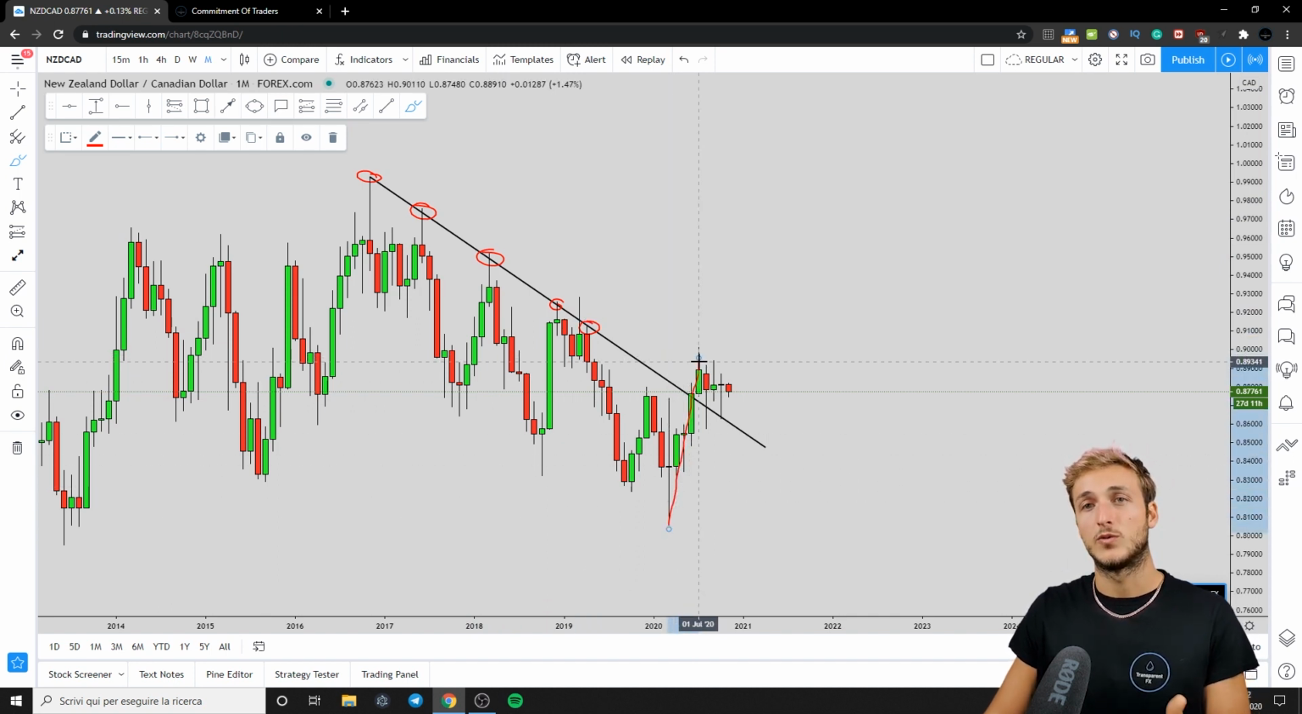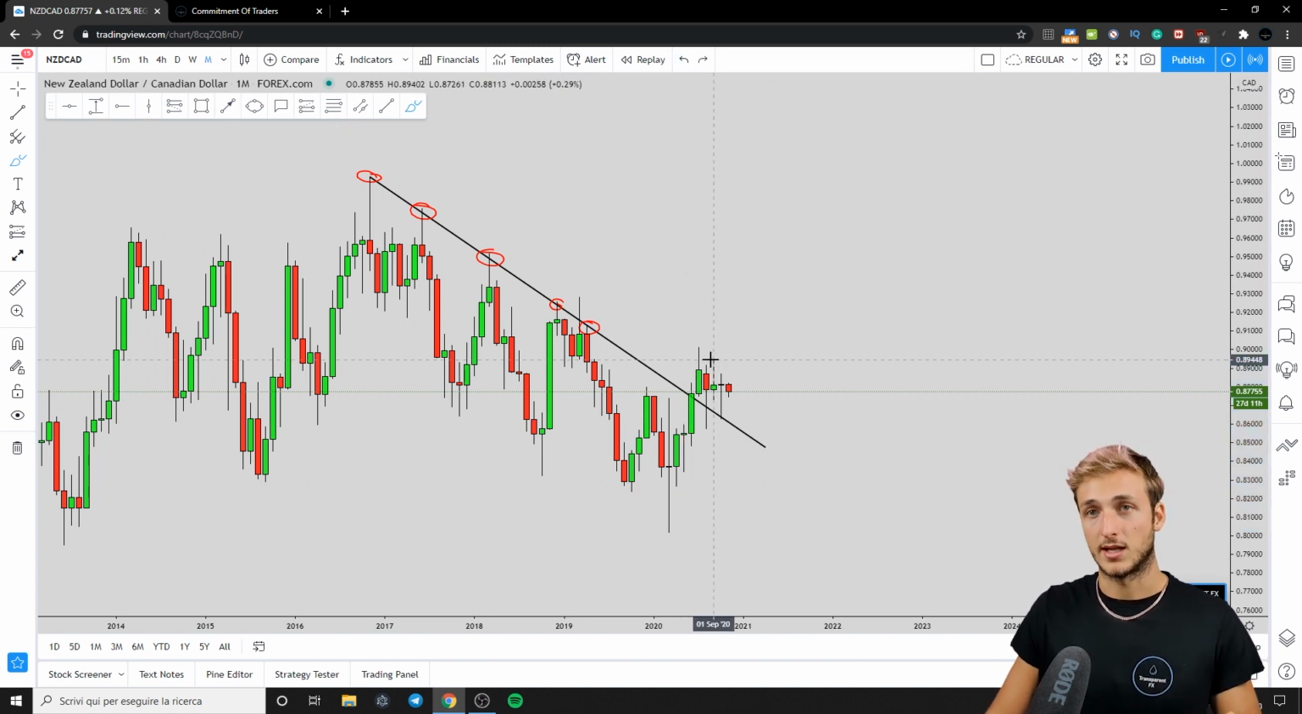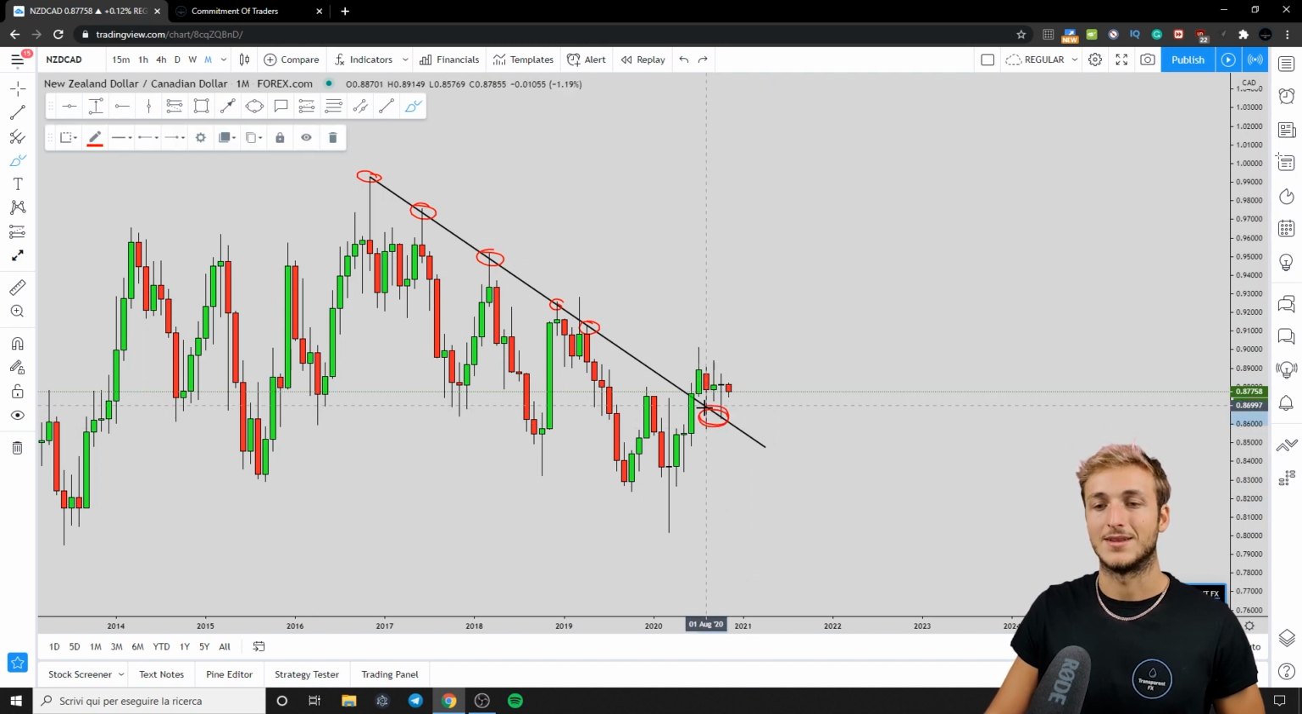And after a resistance area is broken to the upside, as usual in the market, it is turned support. Previous resistance is turned support. So the market broke it to the upside, and at that point, all this area was turned support. The market went and retested the support and started this rejection to the upside.